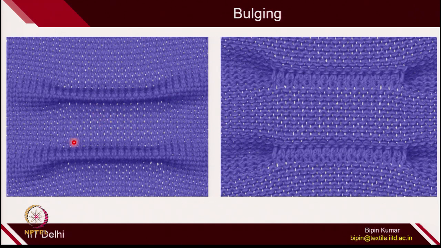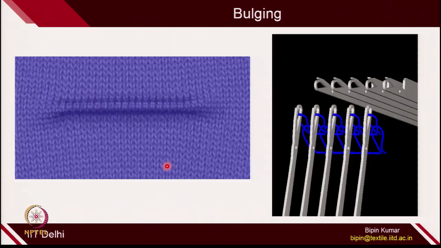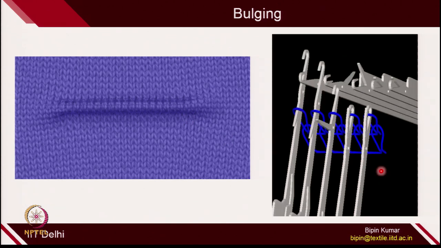So, let us see, this is the front side and this is the back side. On the back side these loops are connecting multiple courses, and because of that, on the opposite side a certain section of loops actually bulge out. So, how do we actually create this kind of bulging, a kind of 3-dimensional effect on the fabric surface? Here a simple animation is given to you.